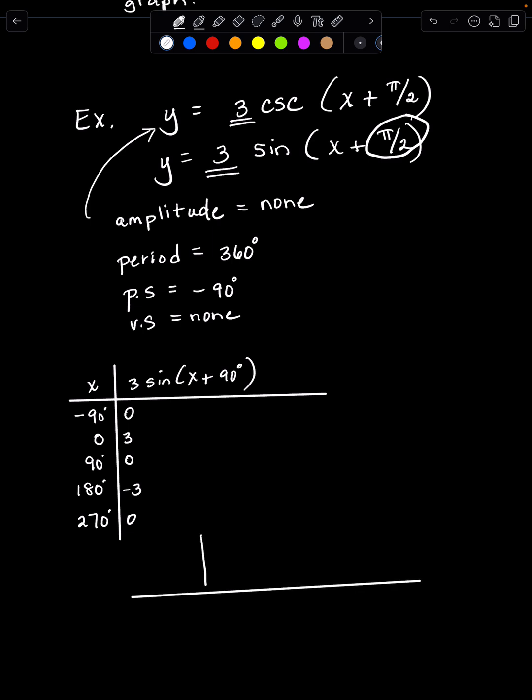So I'm going to draw that out. So I've got negative 90 because I'm shifting to the left 90 degrees. I've got 0, then I've got 90, then I've got 180, 270. This thing is going up to 3 and down to negative 3. So I've got 0, 3, 0, negative 3, 0. Okay, this is my sine graph. That's what I'm using to get my cosecant graph.